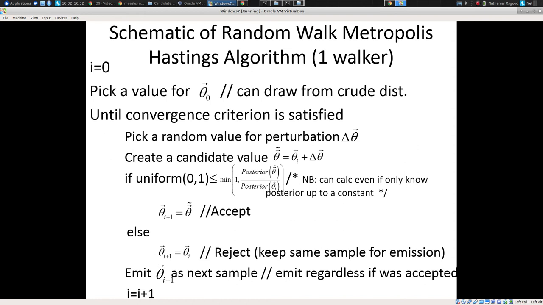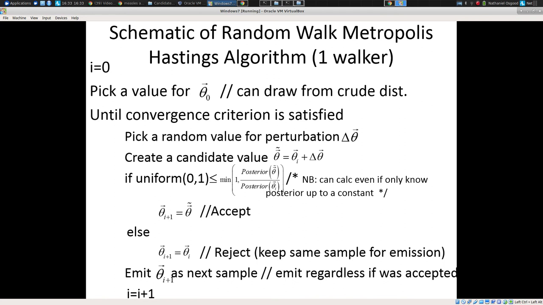And then we compare the posterior at that candidate versus the current posterior. The current posterior is this guy here, okay? And we're going to draw a value from 0 to 1 uniformly, and if it's less than this ratio, which it always will be if the posterior at the candidate point is greater than the current one, we'll accept it. And otherwise, we'll reject it and just emit the current value again. And basically, we emit either that new one or the repeated one if we didn't accept, and we iterate. And this is what allows us to sample from this distribution.